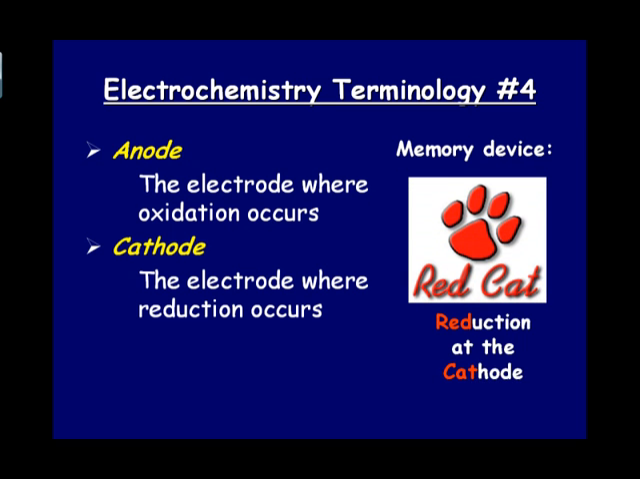And a good memory device for that is red cat, reduction at the cathode. Okay, so again, anode, oxidation occurs, electrons are lost, they travel to the cathode where they are picked up, and that is where reduction occurs.